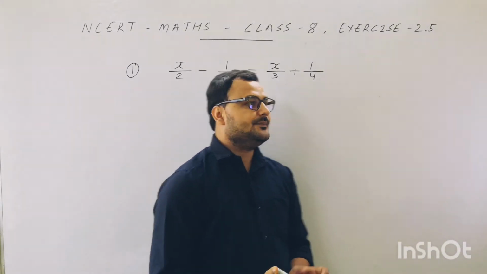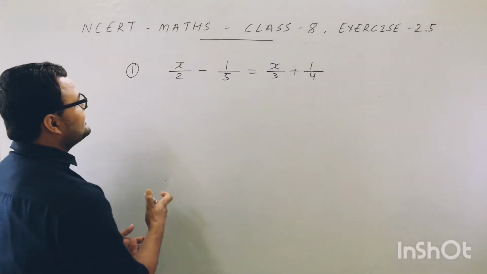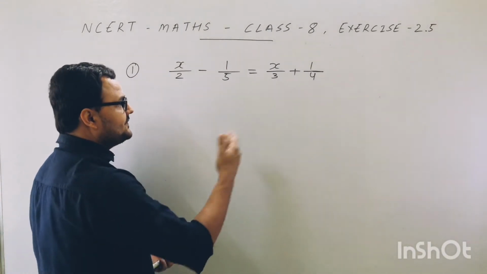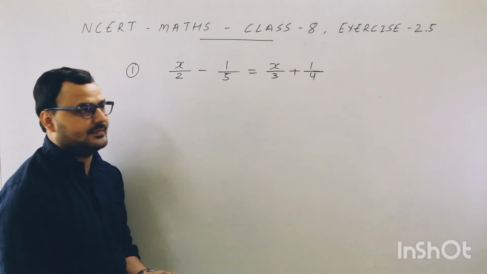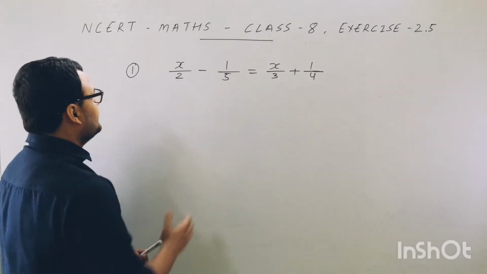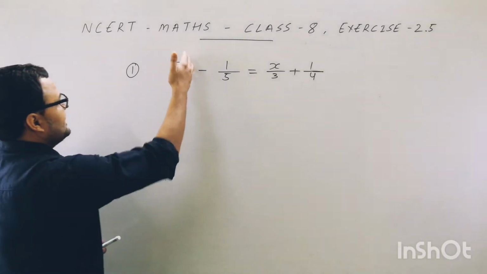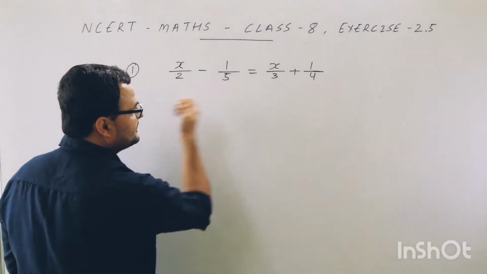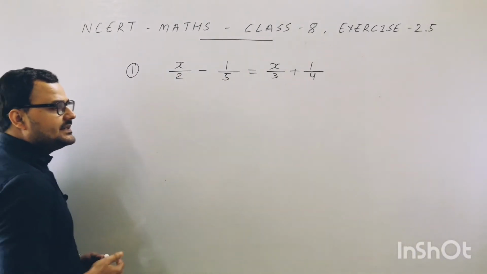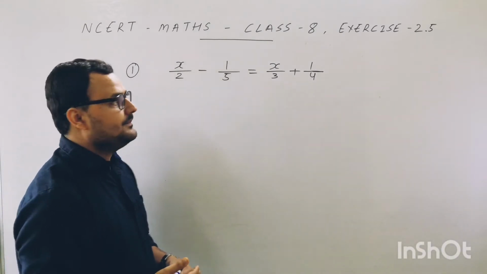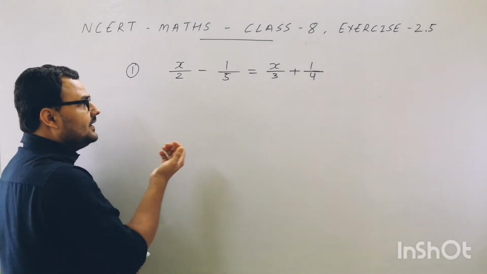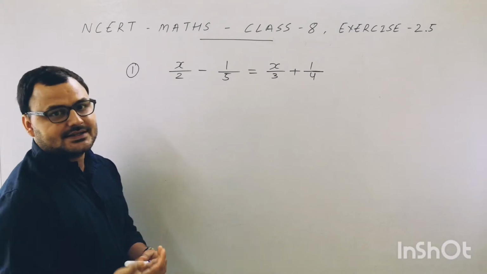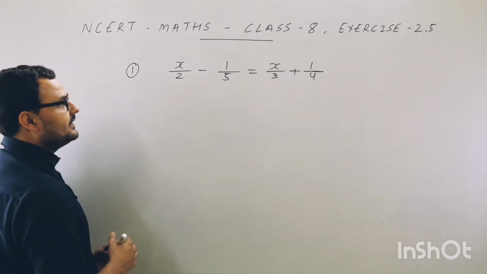Today we are going to do NCERT Class 8 Maths Exercise 2.5, all questions one by one. So the first question we have is x by 2 minus 1 by 5 equal to x by 3 plus 1 by 4. Basics of equations we have done. If you have any doubt, you can watch the videos of Prakash Academy and the basics will be clear.